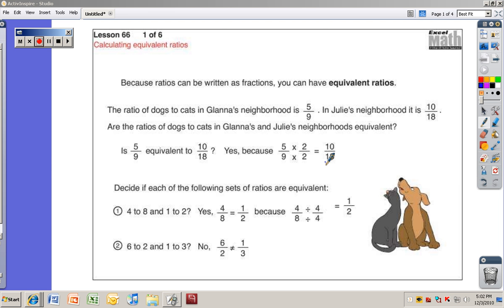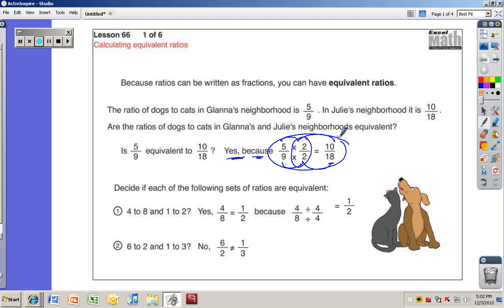The ratio of dogs to cats in Glana's neighborhood is 5 to 9. In Julie's neighborhood it is 10 to 18. Are the ratios of dogs to cats in Glana's and Julie's neighborhoods equivalent? Is 5/9 equivalent to 10/18? The answer is yes, because for 5/9 and 10/18, we multiply top and bottom by 2. 5 times 2 is 10, 9 times 2 is 18. So you can see that these ratios are equivalent.